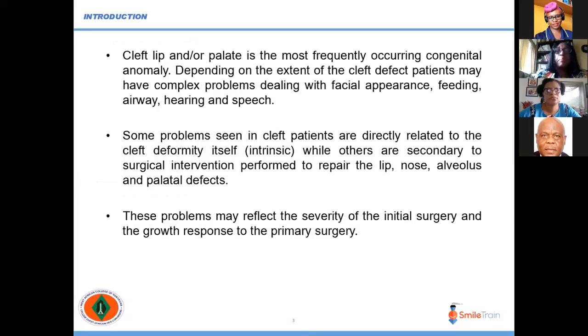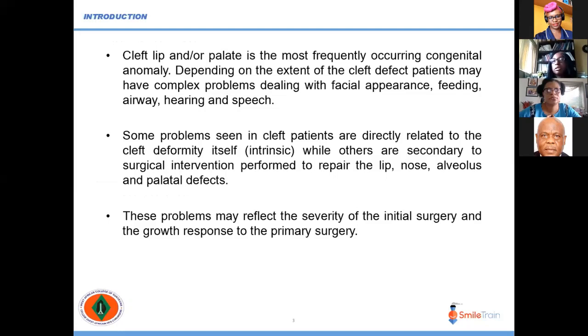Now, cleft lip and palate is the most frequently occurring congenital anomaly. And depending on the extent of the defects that the patient is born with, they can face a number of complex problems dealing with facial appearance, feeding, airway, hearing, growth, and speech.